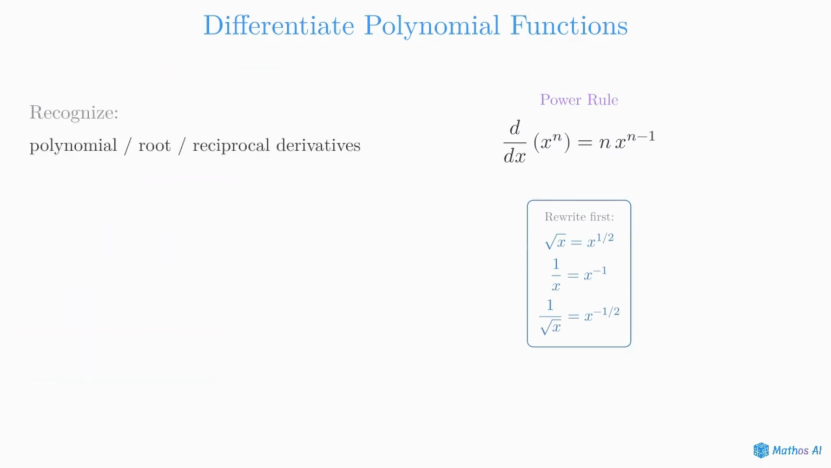Whenever you see polynomials, square roots, or simple fractions in x, this pattern applies. Always rewrite roots and fractions as x to a power first. Then apply the power rule term by term. The power rule: d dx of x to the n equals n times x to the n minus 1. One formula, every term.